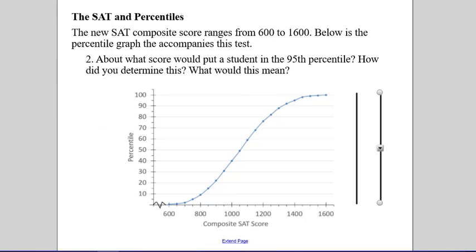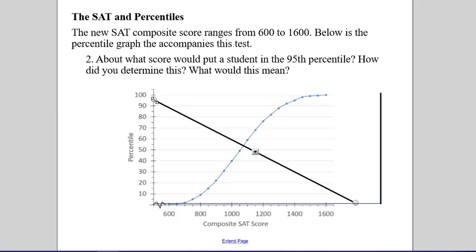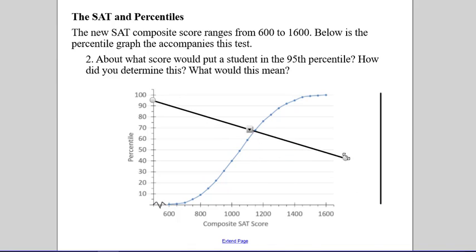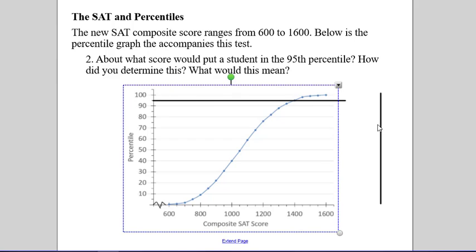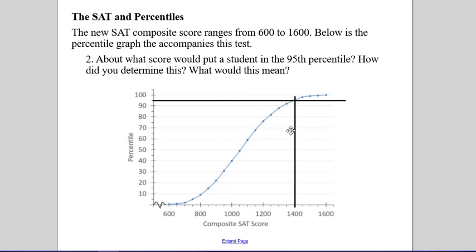Now with the second problem, they're asking you to look at the 95th percentile. So again, we're going to take it up to the 95th, which is way up here. Going to straighten this out. And we can see we're aligned there. So now we're going to take our vertical bar and get it aligned as close as we can. And we can see it's really close to hitting right here at this point, which when we look down is right at 1400. So a score of about 1400 would be in the 95th percentile in the SAT.